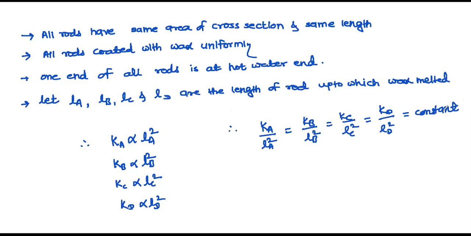Ingenhousz experiment. Even the same thing you can write like this also. Ka by Kb is equal to La square by Lb square. If you are comparing with these two, anything you can write. So if you will keep in mind this one, this is more than enough. Understand? You can rearrange later.